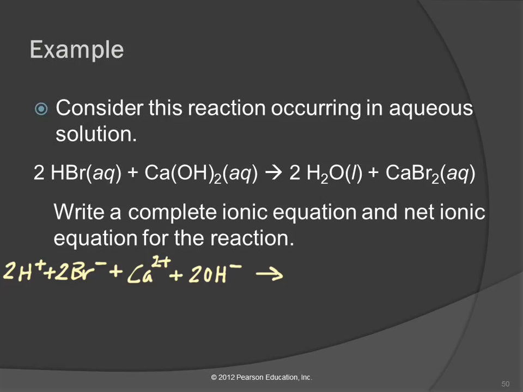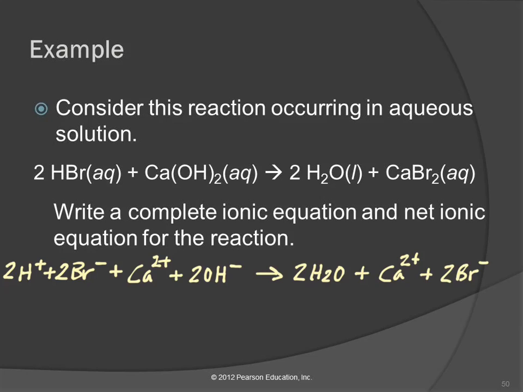Then for our products, water's a liquid, so we're just going to copy that one down. We're not going to do anything to it. Leave them alone. And then calcium bromide is aqueous, and so that's calcium ion and 2 bromide ions. And ideally you would put all the state symbols in, but there's just not enough room. Any questions? That is the total ionic or complete ionic equation, showing all the ions that are present.